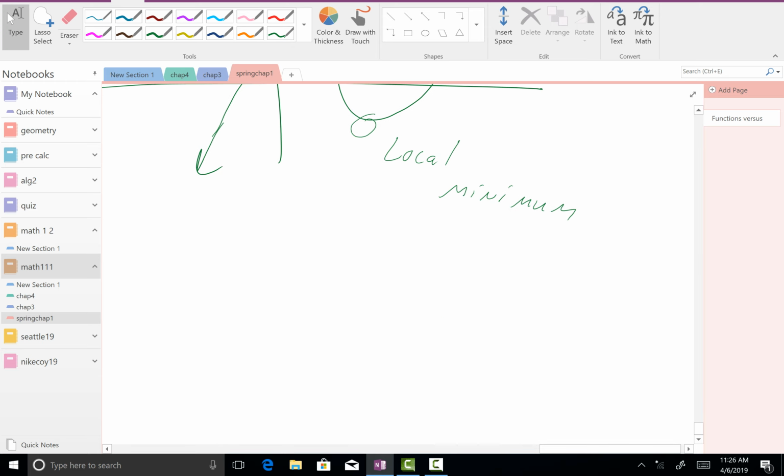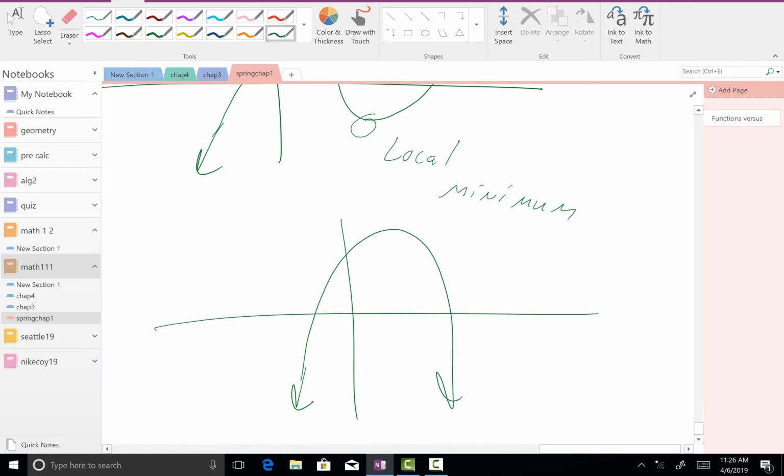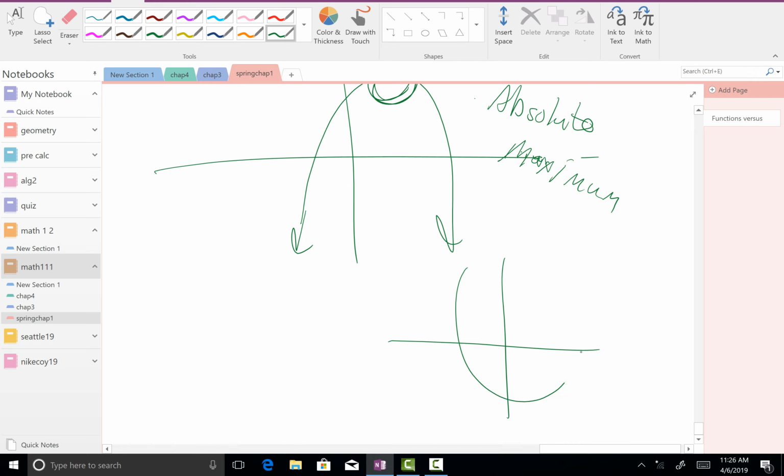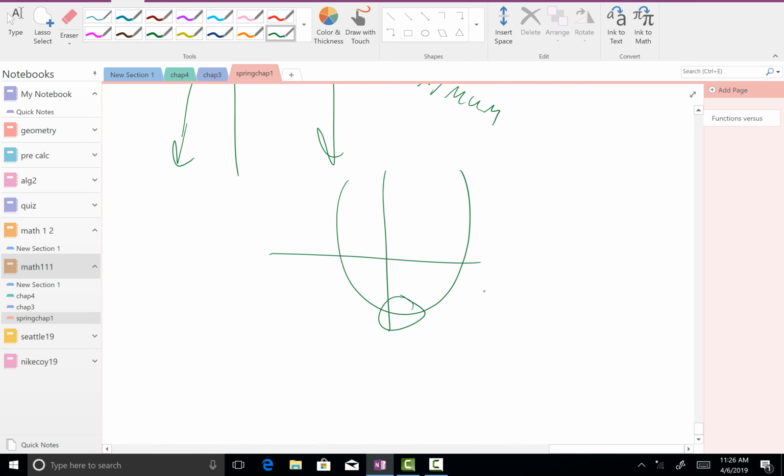If we have a graph that looks like this, then this is what we would call an absolute maximum, because there's nothing higher than that point. And vice versa, if I made the U shape like this, then this would be an absolute minimum.